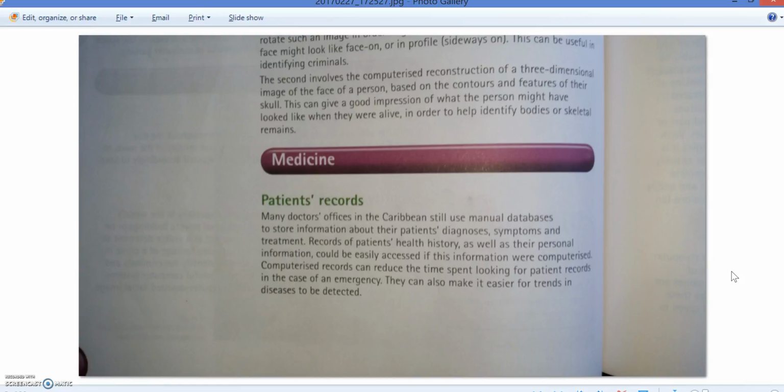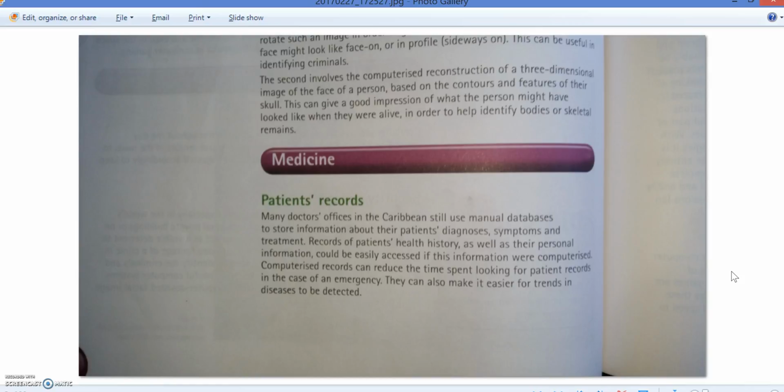Many doctors' offices and even hospitals still use manual database systems, basically physical paper files, to store information about the patients, their diagnoses, their symptoms, a record of all their treatments, and so on. If all of this information were to be computerized, in the private doctors' offices and the major hospitals in all of the different countries, then we can have many different advantages.